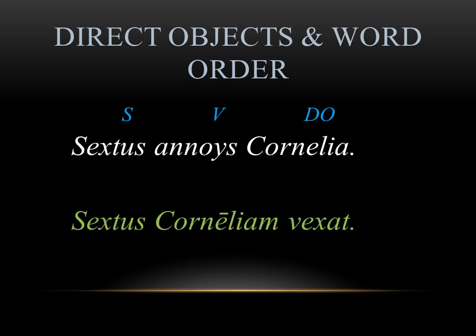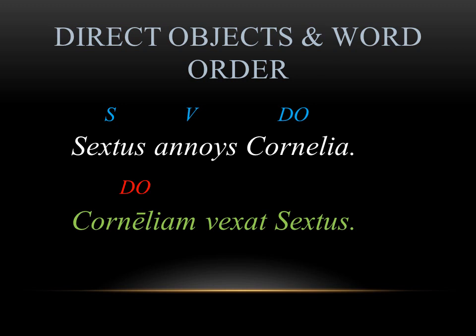Let's look at the Latin form of this, though. Sextus Corneliam vexat. And the first thing we notice is that the subject again is Sextus. Corneliam is the direct object, though. So Cornelia is the direct object here, and it's followed by the verb vexat. So the question is, how does this make sense? Because we've changed the word order. So in English, it goes subject, verb, direct object. But in Latin, we have subject, direct object, verb. Shouldn't this mean that the sentence doesn't make any sense? You would think so in English, but in Latin, it actually makes perfect sense.